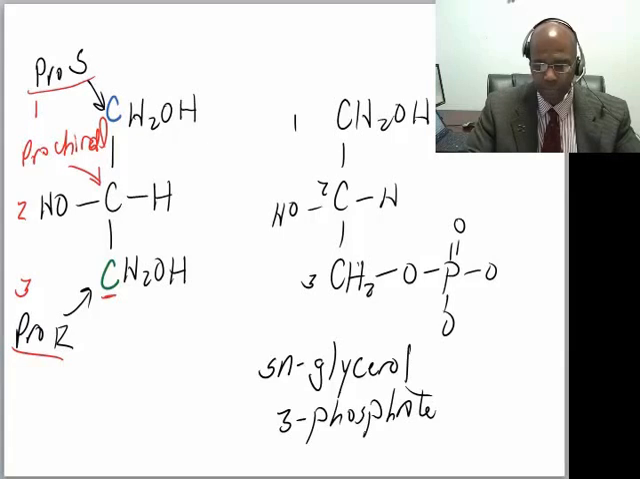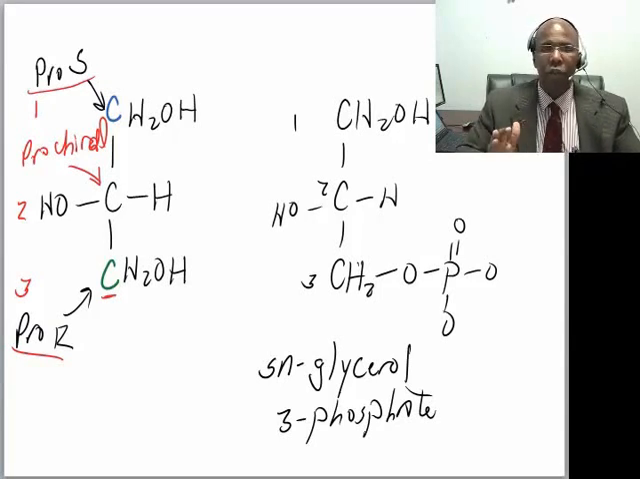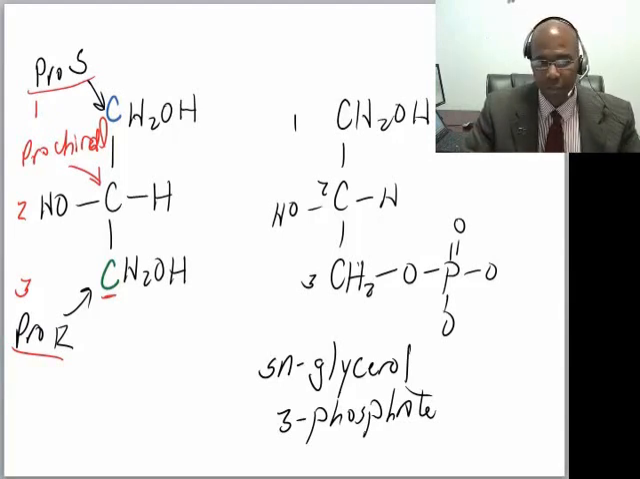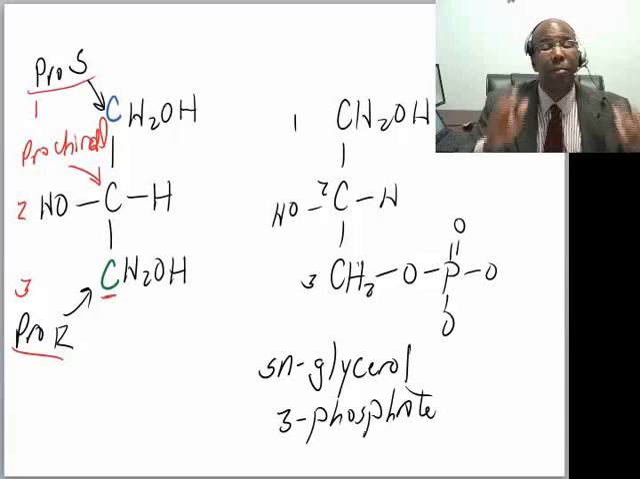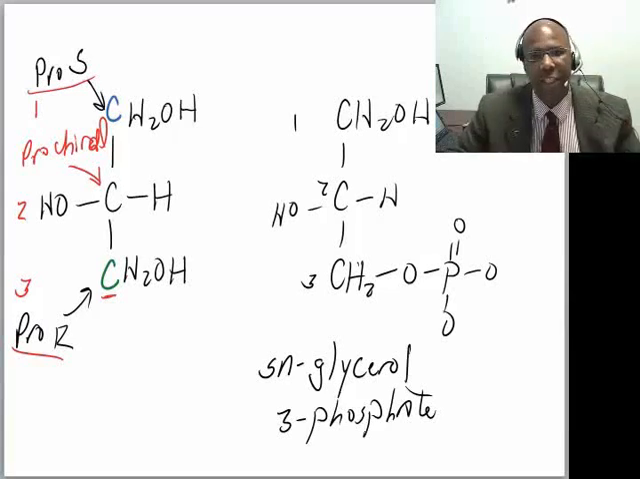It's SN glycerol 3-phosphate. That's the glycerol that we'll have in our body. And so when we start making our glycerol fatty acid derivatives, we'll be using SN glycerol 3-phosphate. Make sure you understand this for your test. This is an important concept in biochemistry.